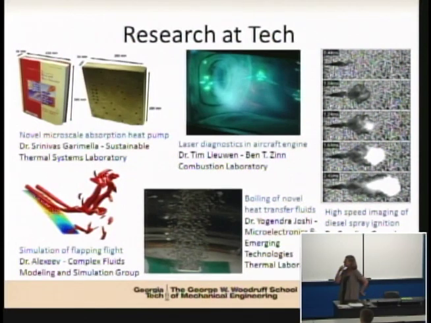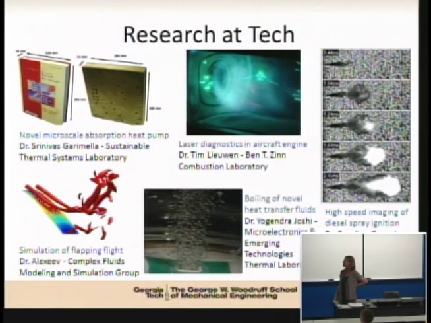So some specific examples of research at Georgia Tech being done by some of these faculty. I mentioned Srinivas Garimella on the left. He is developing totally new devices for heating and refrigeration systems that enable more sustainable, high-efficiency heating and cooling applications. Dr. Tim Lieuwen, whose primary appointment is in aerospace, but he also has a joint appointment in mechanical engineering, looks at energy conversion in aircraft engines. There's an example of some optically accessible engines where they can see into the engine and put some lasers in there in order to measure specific things about the temperature or combustion process occurring inside the engine.